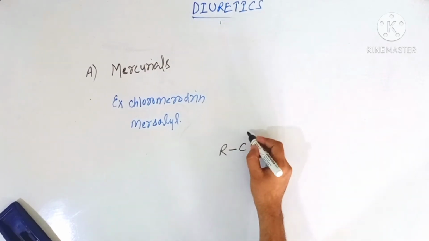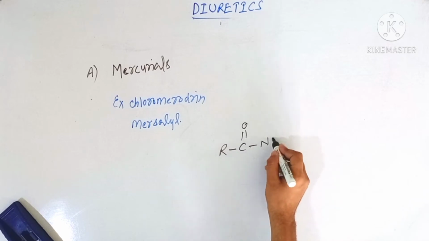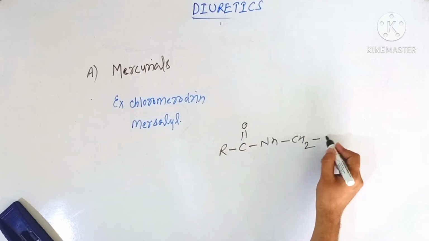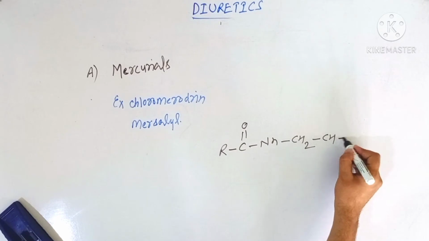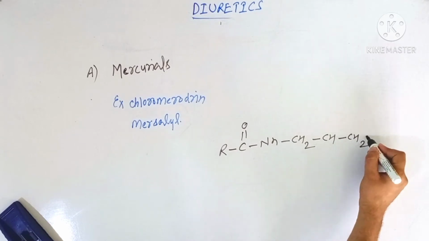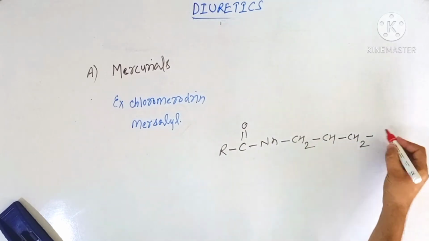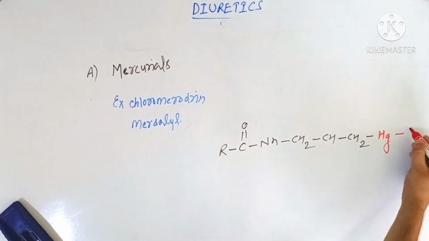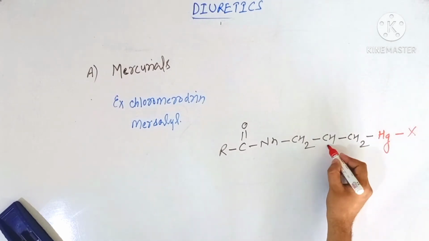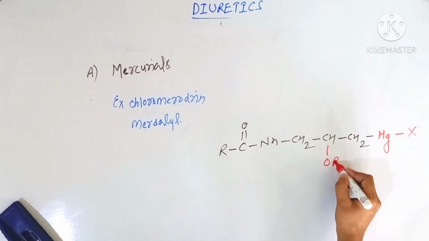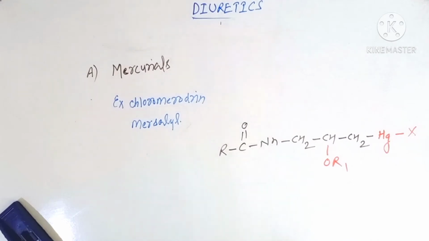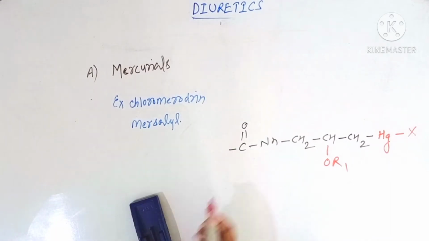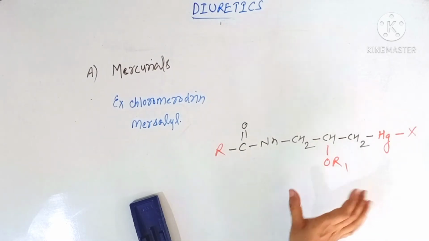R C double bond O NH CH2 CH then CH2, then here comes Hg, and on Hg you have X, and here you have OR1. So basically there are 3 points where changes take place. So this is the general structure of mercurials.